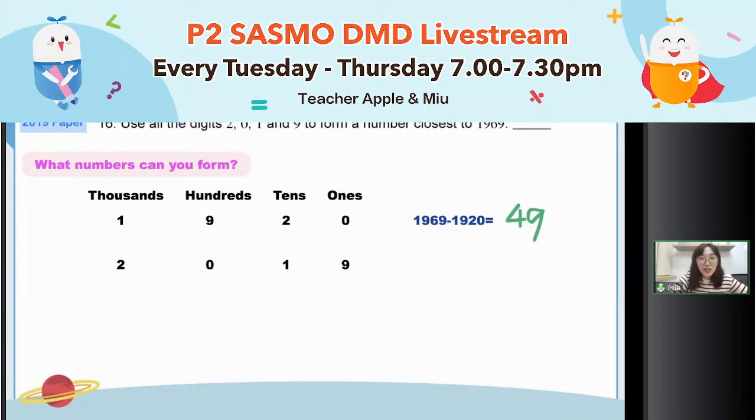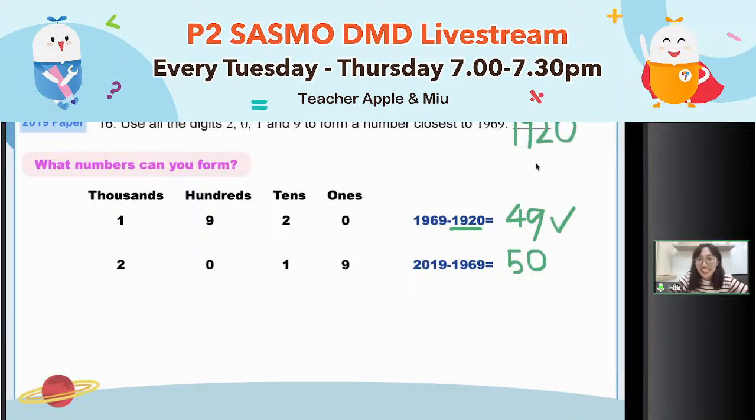Okay, good job. And what about the second one? 2,019 minus 1,969, what is the difference? Good job. The difference is 50, okay? So now you see, the difference between 1,969 and 1,920 is 49, but the difference between 2,019 and 1,969 is 50. So which one is closer? It should be the first one. In this way, your answer should be 1,920. Okay, this is your answer.